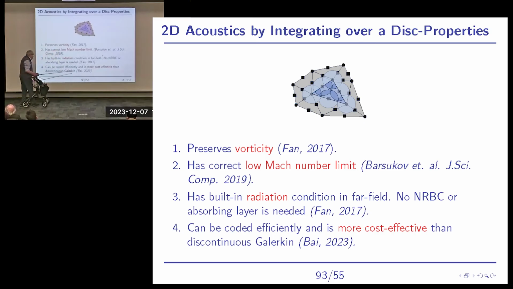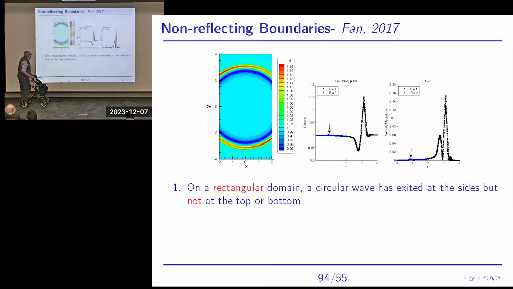It can be coded efficiently, and that was found by early this year. This is Doreen Phan's experiment. Very nice experiment. She computes a circular wave starting somewhere around here. It spreads out because the domain is a rectangle. The wave leaves at the sides, but does not leave at the top.